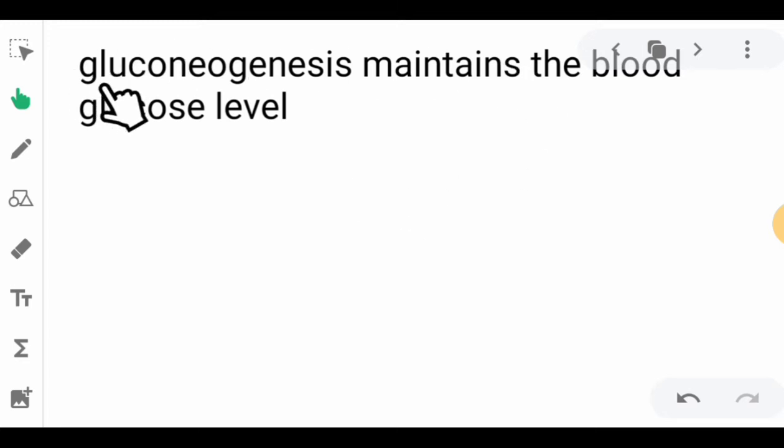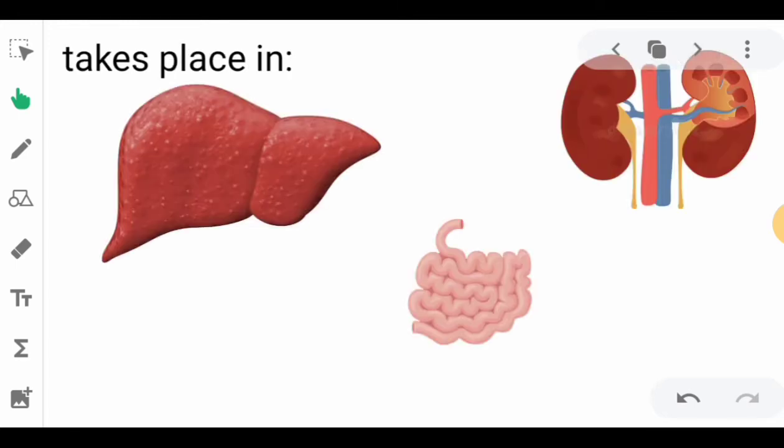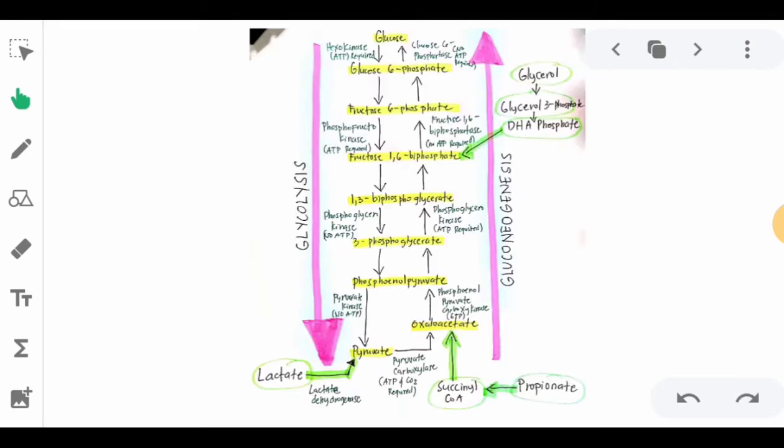So, the main function of gluconeogenesis is to maintain the blood glucose level because, again, the nerve tissues and RBCs, for example, only utilize energy from glucose. And gluconeogenesis takes place in the liver, kidney, and the small intestine. So, this is the pathway for glycolysis and for gluconeogenesis.